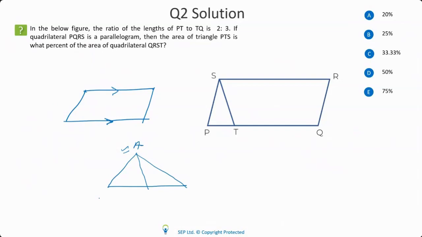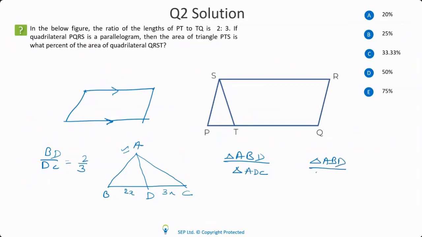A lot of times in the exam, you'll be given a triangle like this, and you'll be given the ratio. In this case, let's say the ratio is again 2:3, so 2x, 3x. They'll tell you BD by DC is 2:3, and they'll ask you, what is the ratio of the area of triangle ABD to triangle ADC? Or maybe triangle ABD to triangle ABC? A very common and very easy question, by the way. Let me tell you the trick behind solving this. This is like a 10-second question. You don't need to do anything if you understand the property.